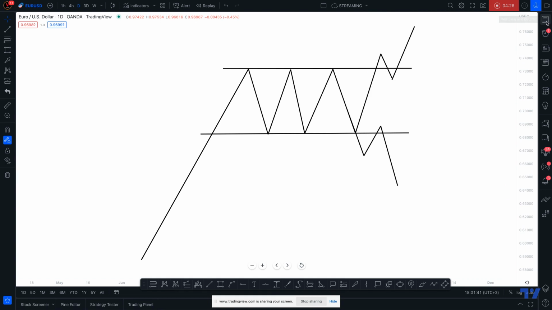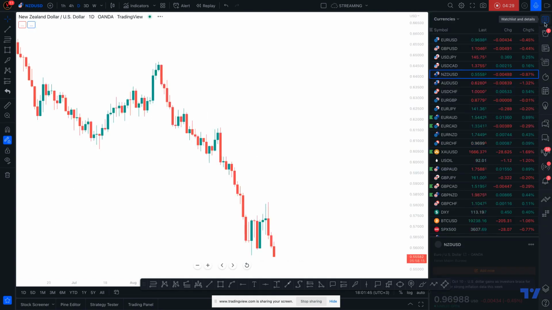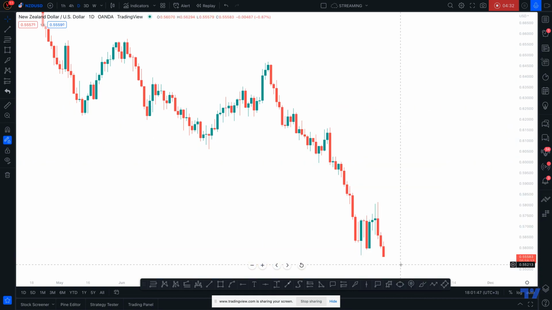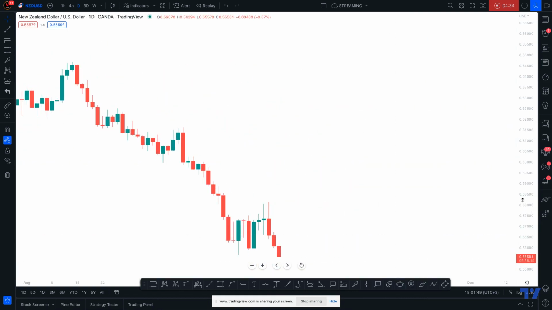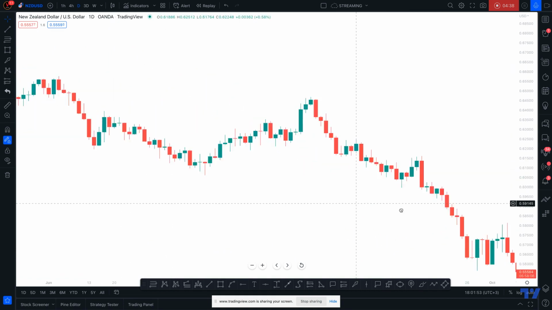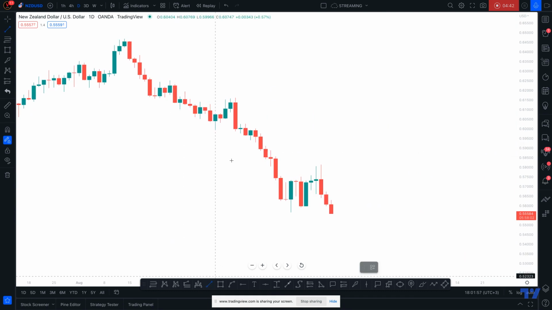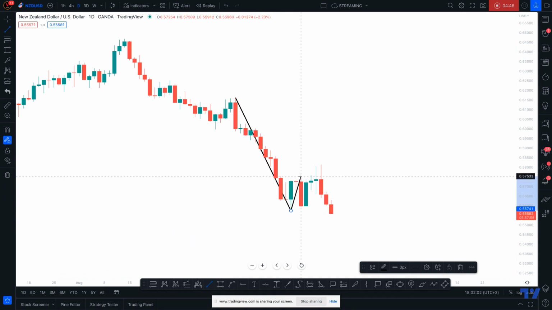Now let's discuss the example. On New Zealand dollar here we have such an example. Take a look, traders. So right here, New Zealand dollar is trading in strong bearish trend. You can see that for a very long period of time the market is falling. And reaching that low, the market started a correctional movement.